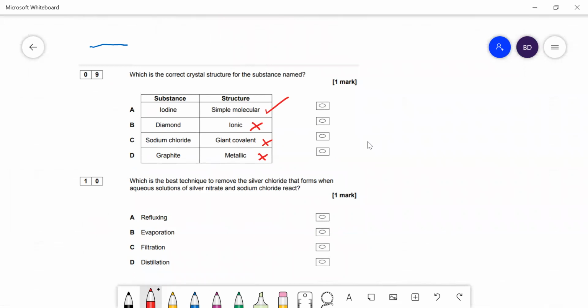The best technique to remove silver chloride, which forms when aqueous solutions of silver nitrate and calcium chloride react. Well, you remember there you get a precipitate of AgCl solid. So separating the solid from the solution, the best thing is to filter. C.